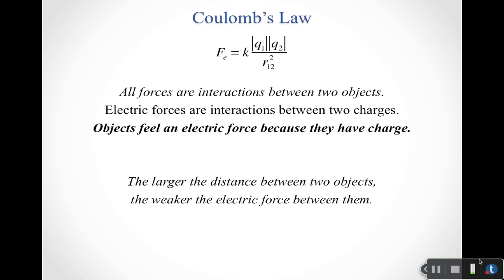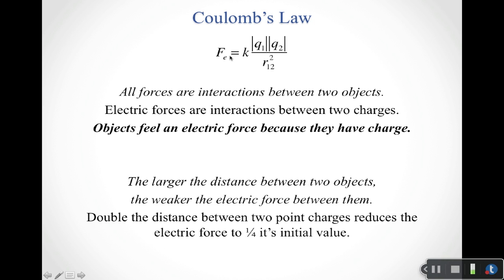The larger the distance between the two objects, the weaker the electric force between them. Because I've got the distance between them squared in the denominator of my expression, the larger I make the distance, the weaker the force, and it happens in a very particular way. If we double the distance between our two point charges, that's going to cut the electric force to 1/4 its initial value.